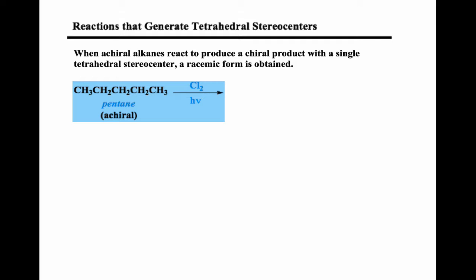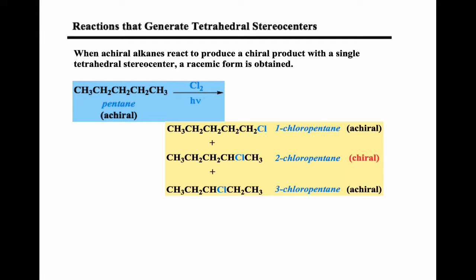That's right. So we have a possibility of how many products? 3, right? So if we get 1-chloropentane, we get an achiral product. If we get 3-chloropentane, we end up with an achiral product because there's no chiral center. However, if we abstract one of these hydrogens and replace it with a chlorine, we end up with 2-chloropentane, which is chiral, right? It has a chiral center. There are 4 different things around this carbon, right? There's a propyl group, a methyl group, a hydrogen, and a chlorine. So that's 4 different things around that carbon.